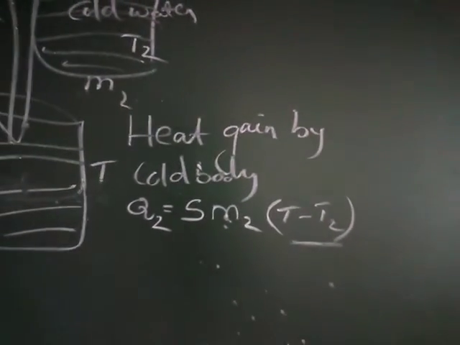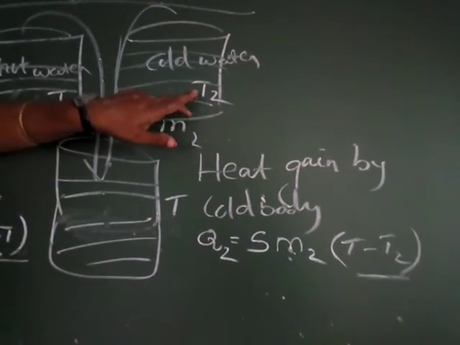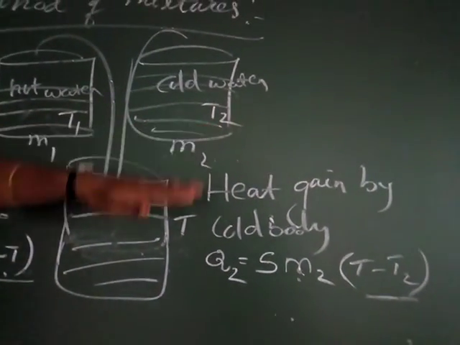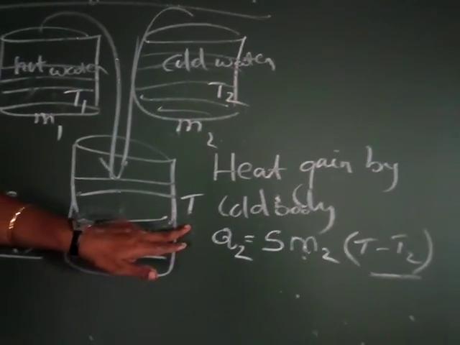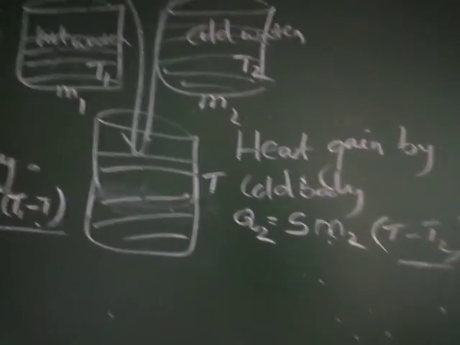Many children get confused here. Here the highest value is T, the lowest value is T2, because the cold water temperature is T2. It rises up to T degrees Celsius. That's why the temperature change is T minus T2. Here we have to understand one thing.